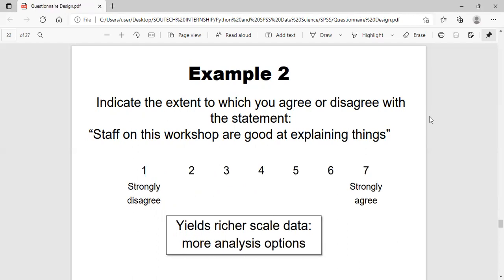Yes. But then next, we're going to see a 7-valued rating scale. Indicate the extent to which you agree or disagree with the statement. Staff on this workshop are good at explaining things. 1, strongly disagree, and then there's 2, 3, 4, 5, 6, and next there's 7, strongly agree. Now, it yields richer scale data, more analysis options. It has more analysis to cover.